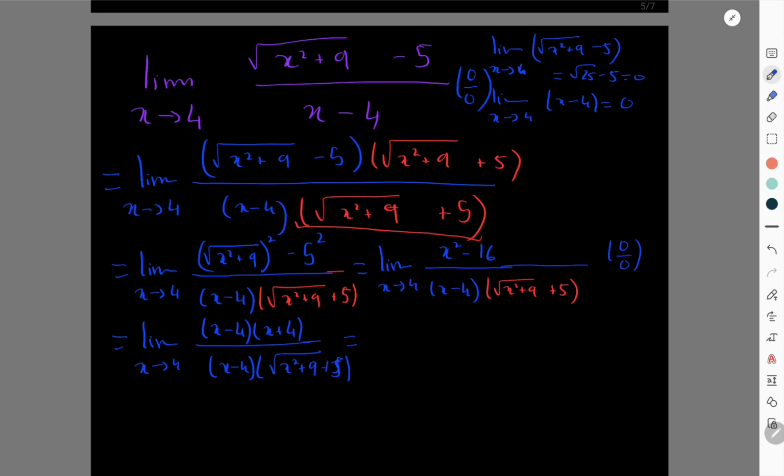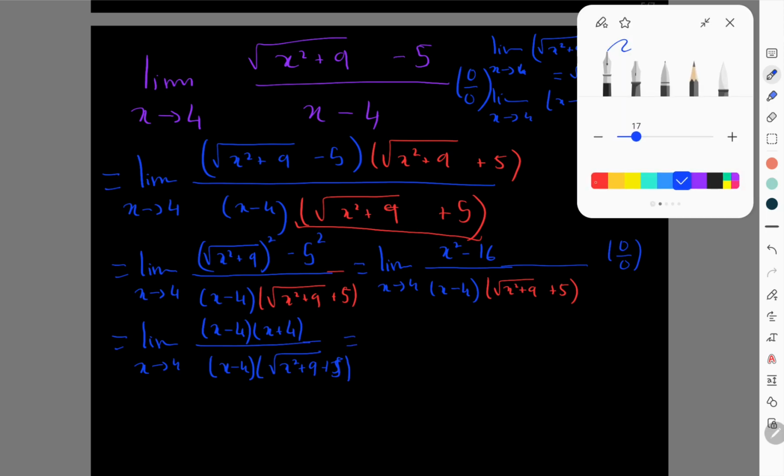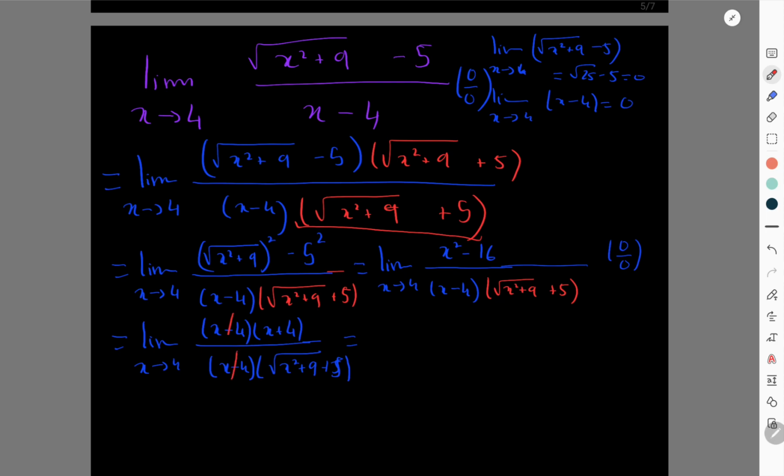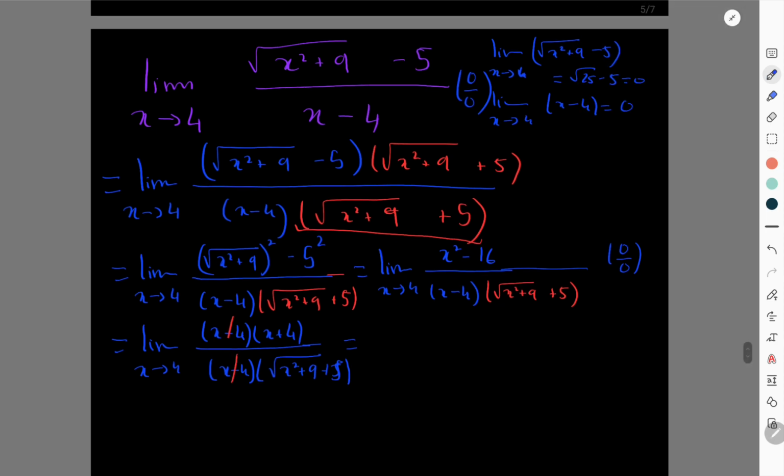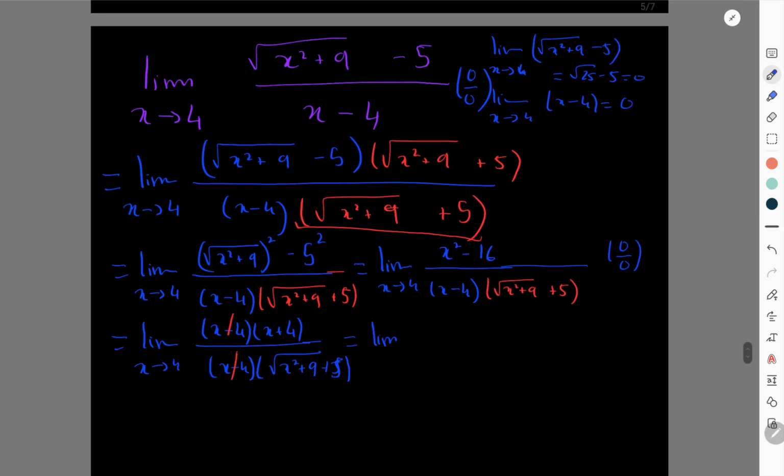Plus 5. I rewrote that. Now I can cancel the x minus 4 out. Boom, boom. And then now here I can simply plug in. So I get 4 plus 4 over 5 plus 5, which is just 4 over 5.